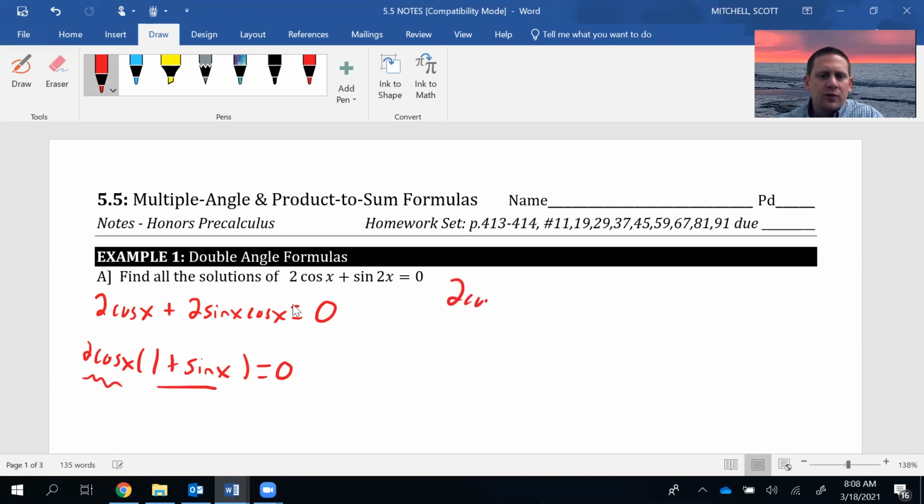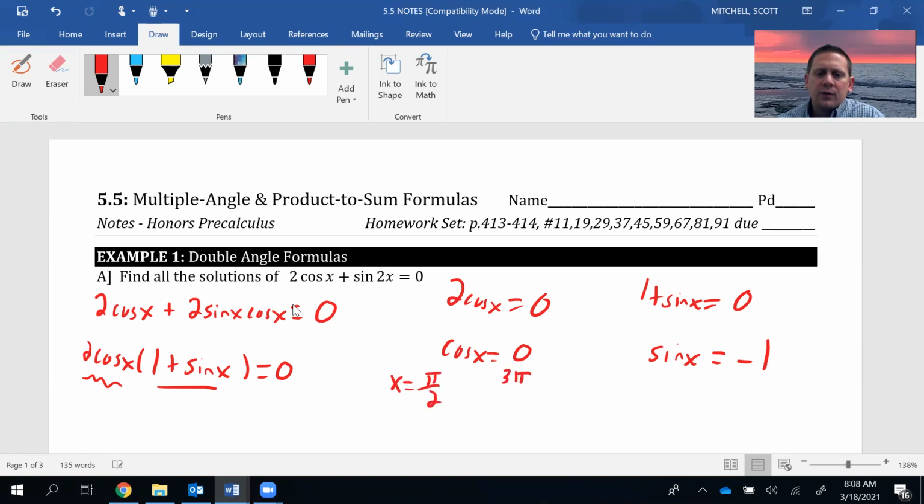So 2 cosine x equals 0, and then 1 plus the sine of x equals 0. If you divide both sides by 2, cosine x still equals 0. And if you subtract 1 on both sides, the sine of x equals -1. So where does the cosine equal 0? That happens at pi over 2 and 3 pi over 2.